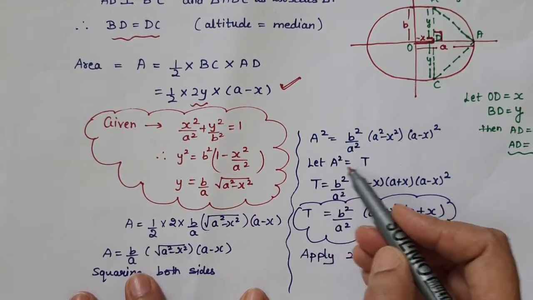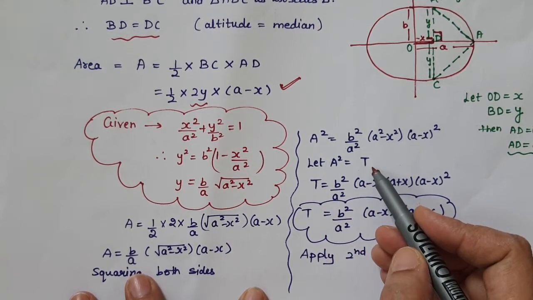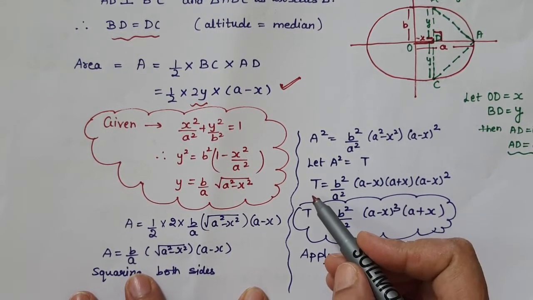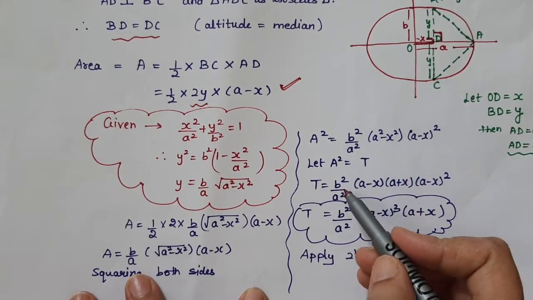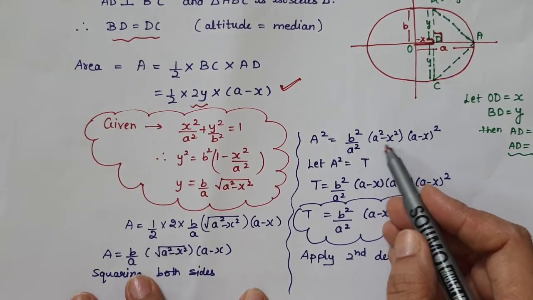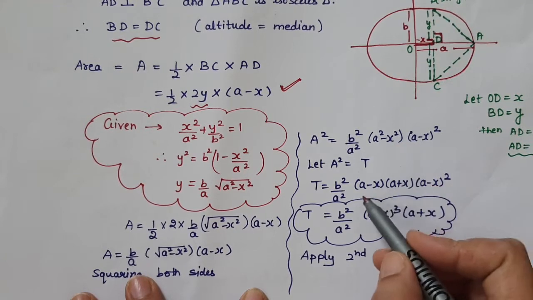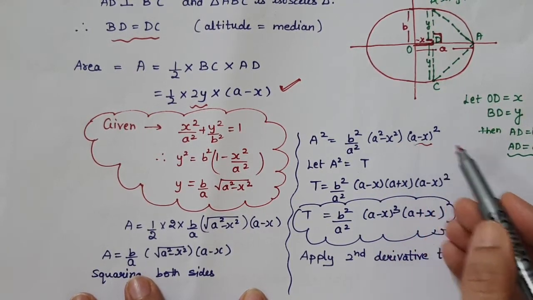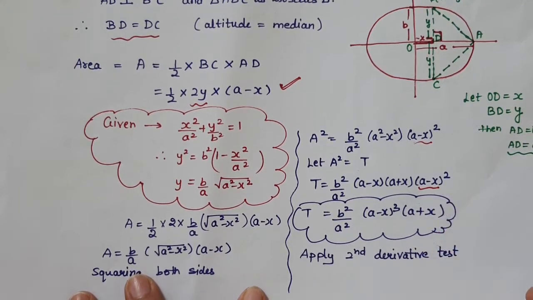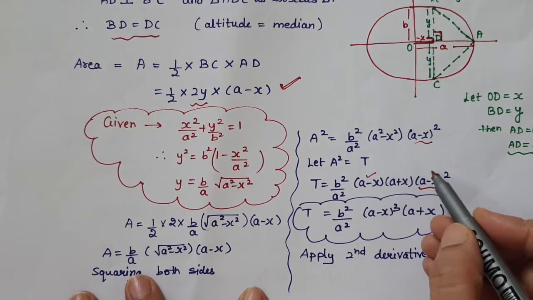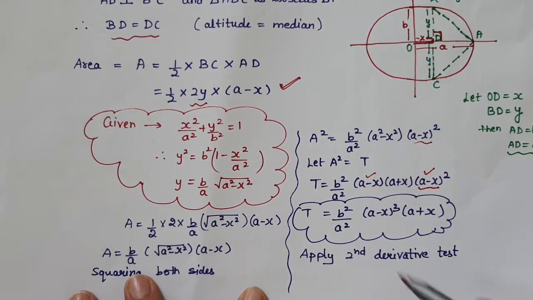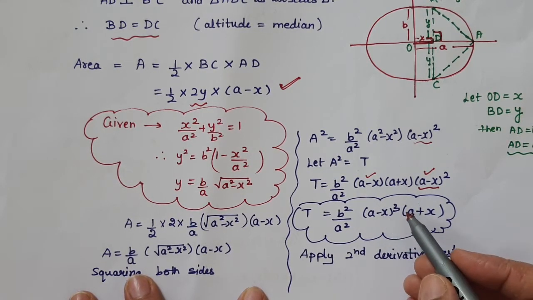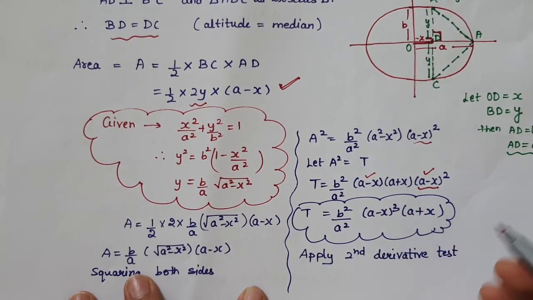Assume your area square as some other variable. In this case I have assumed it as capital T. This is b square by a square. Now this, if I open, I can write it as a minus x, a plus x, and this a minus x whole square as it is. Why did I do so? So that I can combine these two terms. So this will become a minus x whole cube, a plus x. Now this is the equation on which I am going to apply my second order derivative test.